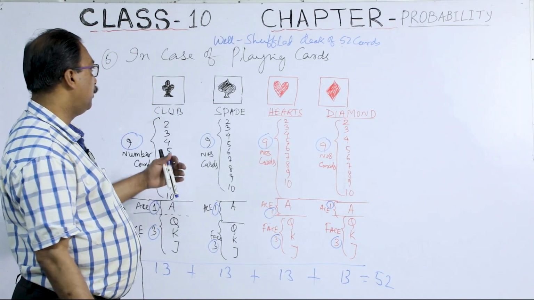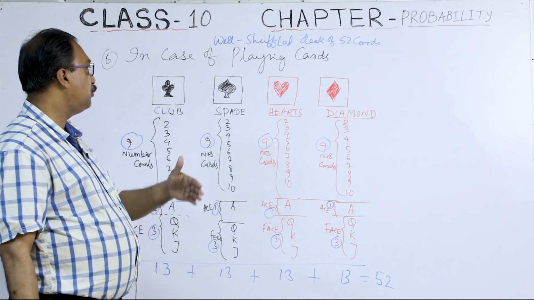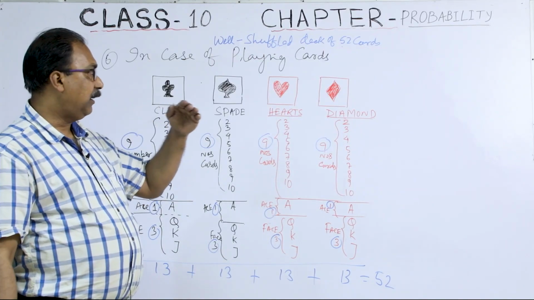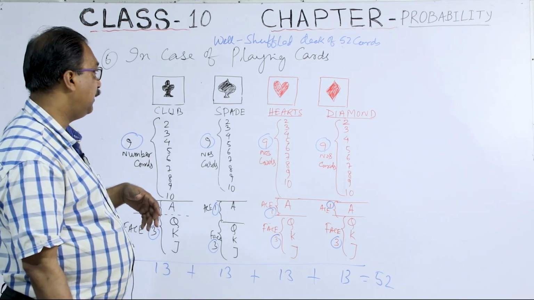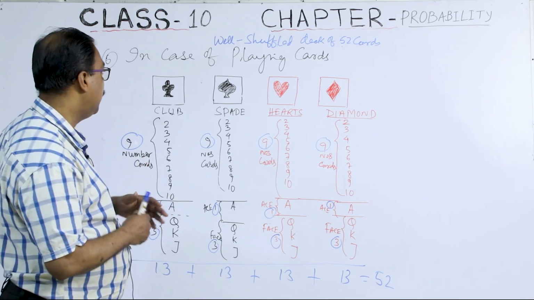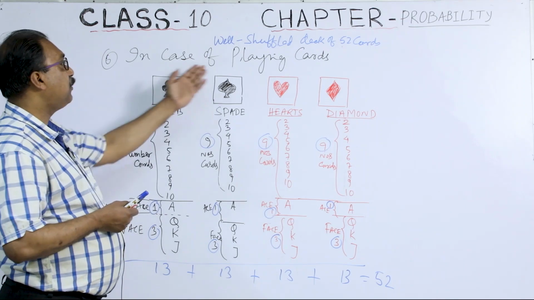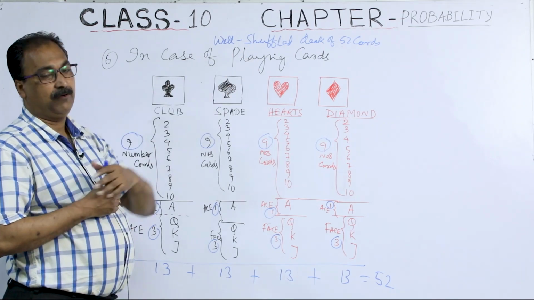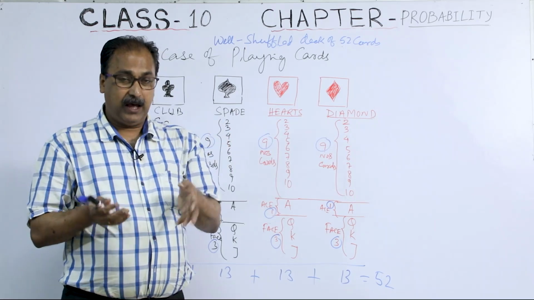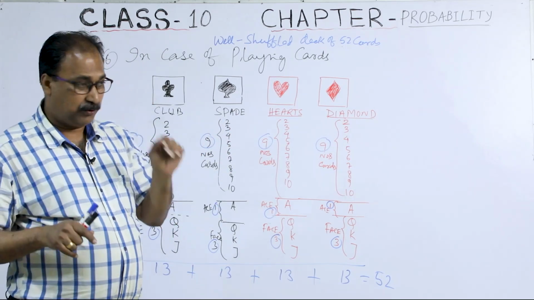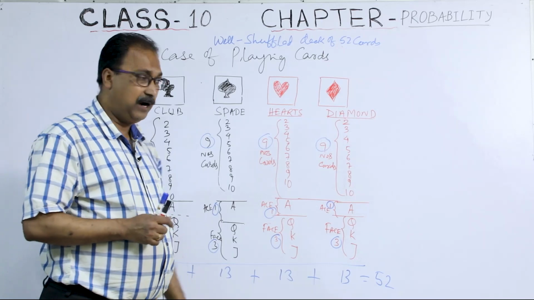Now, students, in the last class I taught you up to 2 dice: when thrown together, 2 dice give a sample space of 36. Now look here. In the case of playing cards, we use a well shuffled deck of 52 cards. Well shuffled means the cards we shuffle and play with on the table. That's what we call a well shuffled deck of 52 cards.